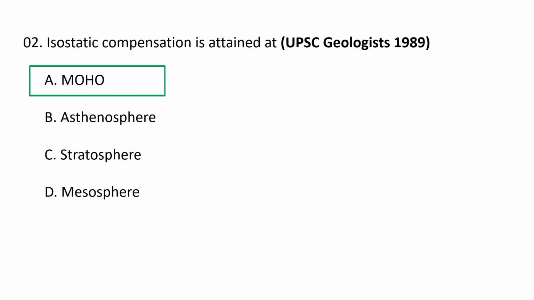Based on the results of the gravity and isostatic Moho, estimation of the magnitude and orientation of the vertical stress in the rift and surrounding regions can be made. So isostatic compensation is attained at Moho. A is the correct option.